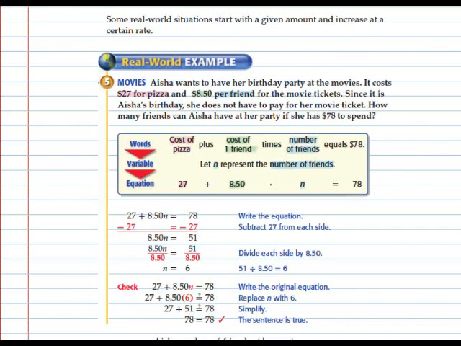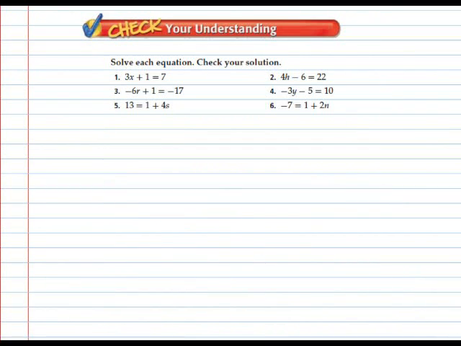Cost of pizza, $27, plus $8.50 per friend for the movie ticket, n is the number of friends, equals 78. So I undo the addition with subtraction. I undo the multiplication with division. And I find that Aisha can have 6 friends at her party.